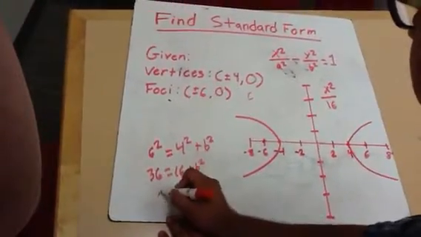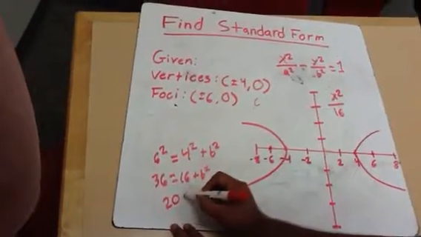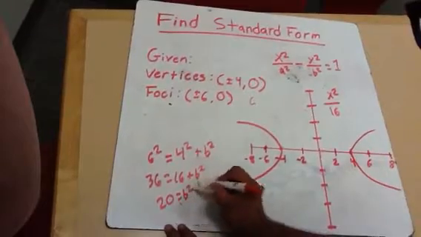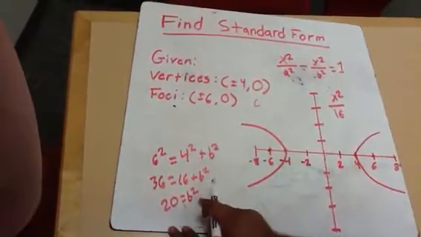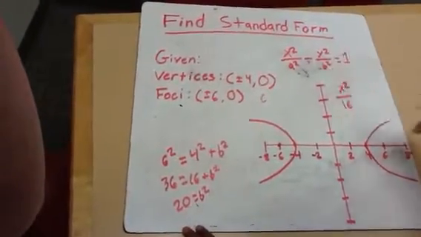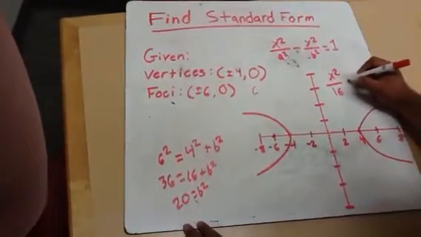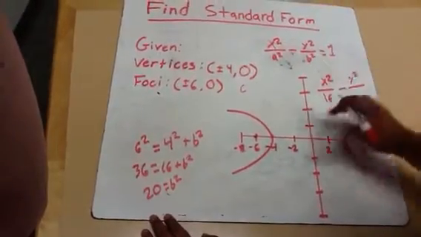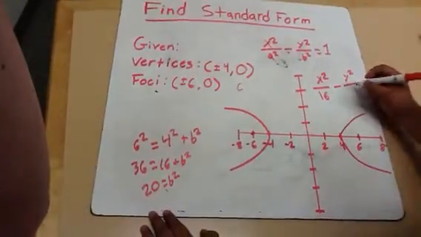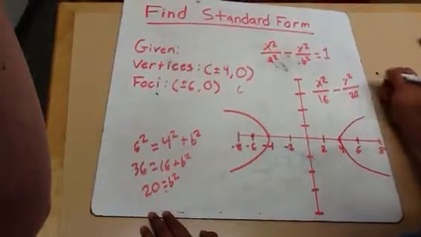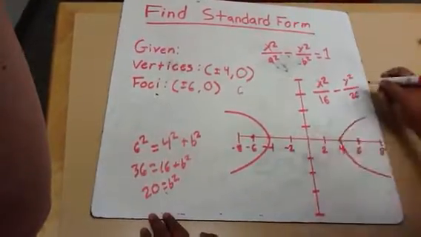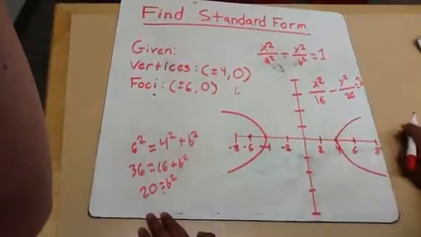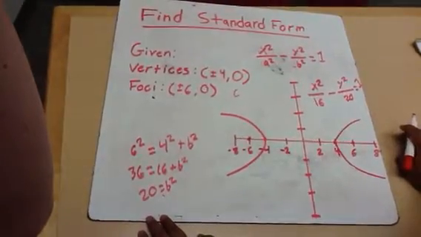You move this over, making this 20, and this will be equal to b squared. Remember, you want to keep it at b squared. Don't take the square root, because we're using b squared. So then from there, you subtract y squared. You have nothing in front of the y because the center is at the origin, and you would put 20 down. So the final equation here would be x squared over 16 minus y squared over 20 equals 1.